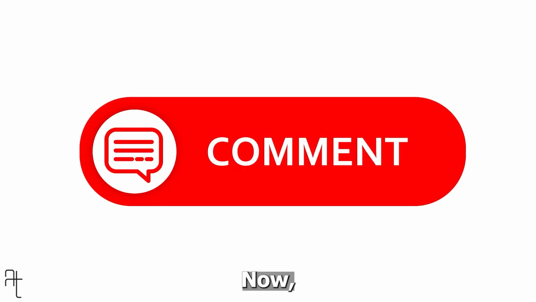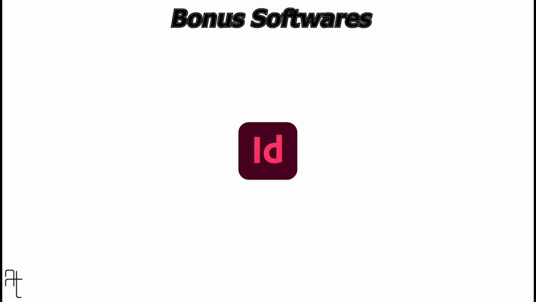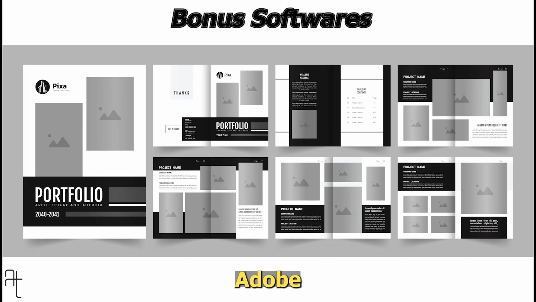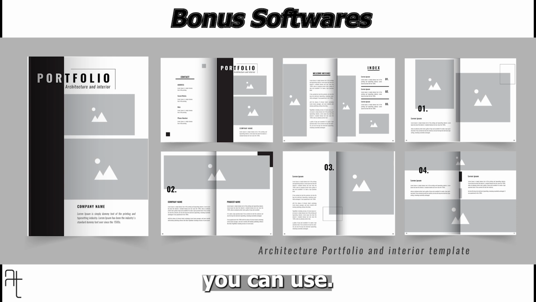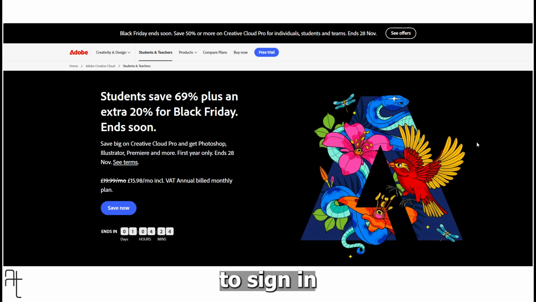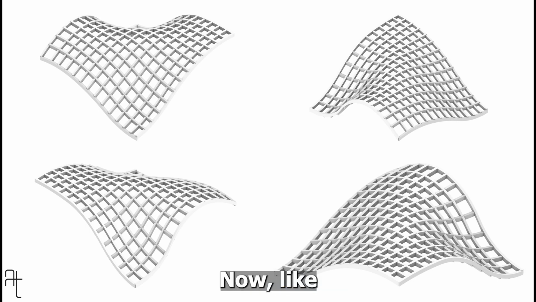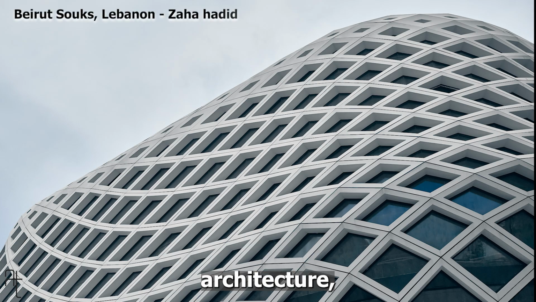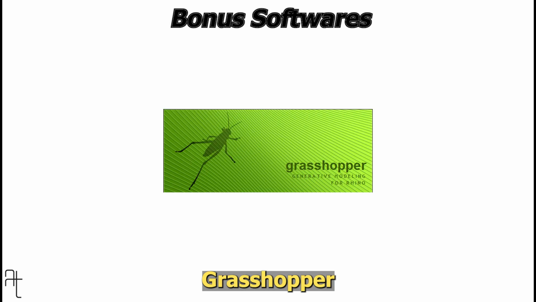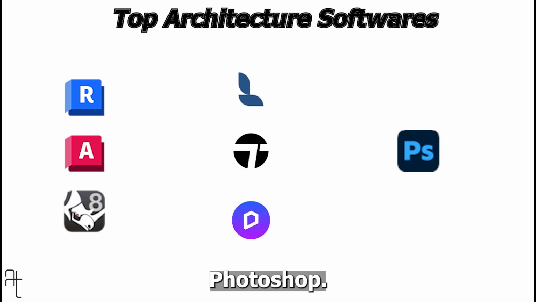Now, some bonus softwares that would probably be useful to you as an architecture student. First on that list is InDesign. You can use InDesign for your portfolio layouts. Adobe has some wonderful templates you can use. Unfortunately, they are not free to students, but they do offer a student discount. You just need to sign in with your student email. Second on that list is Grasshopper, which is a plugin for Rhino and works well with parametric and computational design. Now, like I said earlier, if you're a big fan of Zaha Hadid architecture, then you would probably love Grasshopper and Rhino. So Revit, AutoCAD, Rhino, any of the rendering softwares, Photoshop.